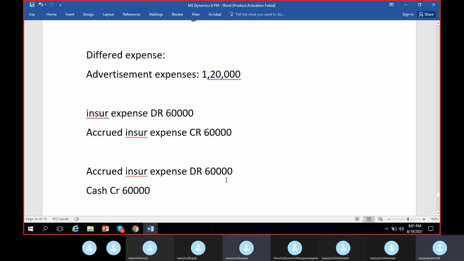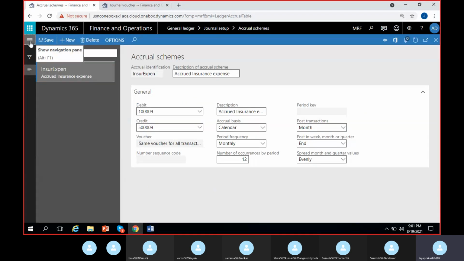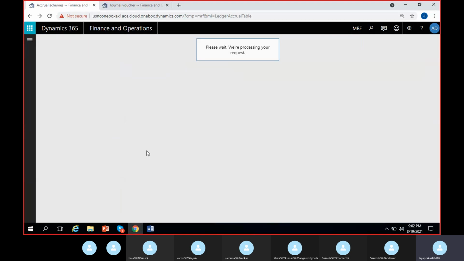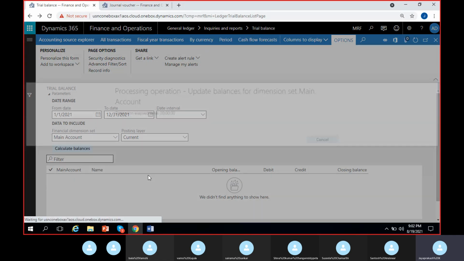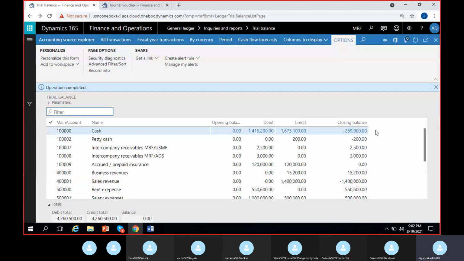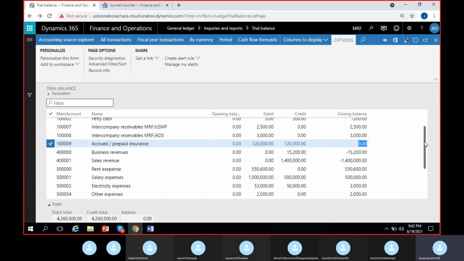అర్థమైంది సాయి? ఓకే, ఇప్పుడు నేను వెళ్ళి ట్రయల్ బ్యాలెన్స్ రన్ చేస్తా చూడు ఊరికే. అక్రూవల్ స్కీమ్స్ జనరల్గా ఇందులోకి వెళ్ళి జనరల్ లెడ్జర్లోకి వెళ్తా, ట్రయల్ బ్యాలెన్స్ ఉంది కదా, ఫస్ట్ ఆఫ్ జనవరి నుంచి 31st December దాకా రన్ చేసి చూపిస్తా. ఓకే, రన్ చేస్తున్నా, క్యాలిక్యులేట్ బ్యాలెన్సెస్ చేస్తా, ఓన్లీ క్లోజింగ్ బ్యాలెన్సెస్ చూడు. ఓకే, క్లోజింగ్ బ్యాలెన్సెస్లో 1,09,000 అక్రూడ్ ఆర్ ప్రీపెయిడ్ ఇన్సూరెన్స్ ఉందా, క్లోజింగ్ బ్యాలెన్స్ అసలు లేదు, జీరో అయిపోయింది, ఎండ్ ఆఫ్ ఇయర్కి జీరో అయిపోతుంది, రైట్, మనం అనుకున్నట్లే అయింది.